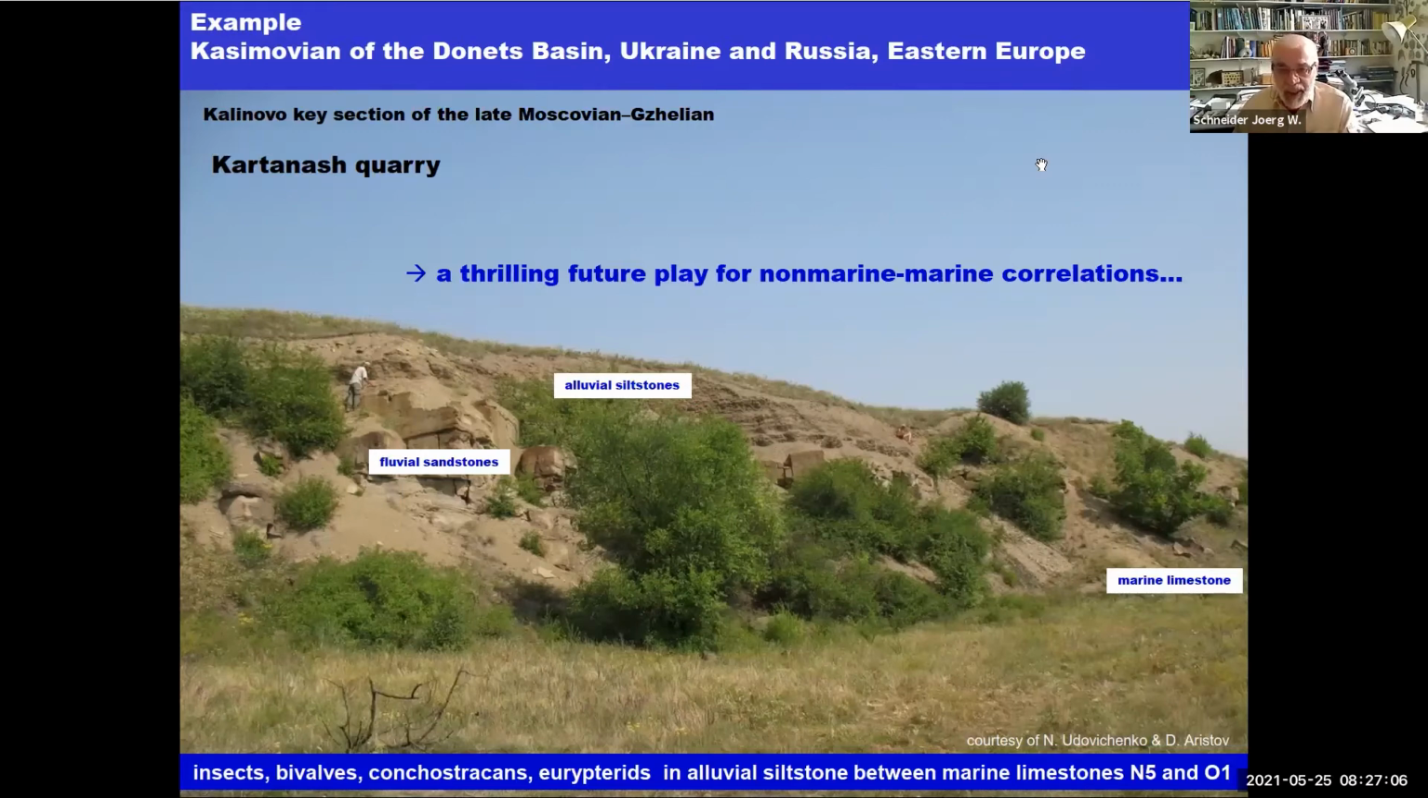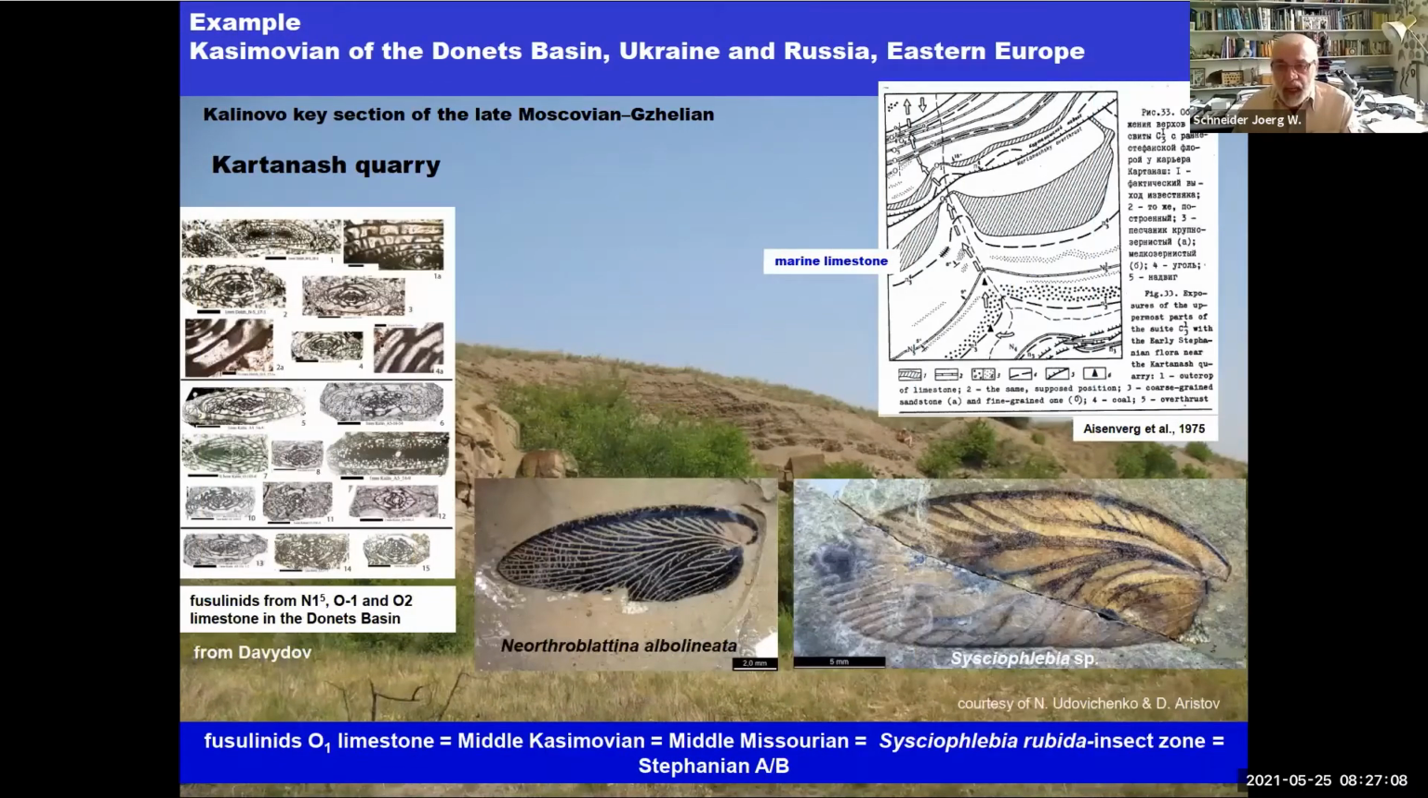We have these beautiful cockroaches, well suited for non-marine biostratigraphy, together with fusulinids in the limestone, which indicate a Middle Kasimovian age.